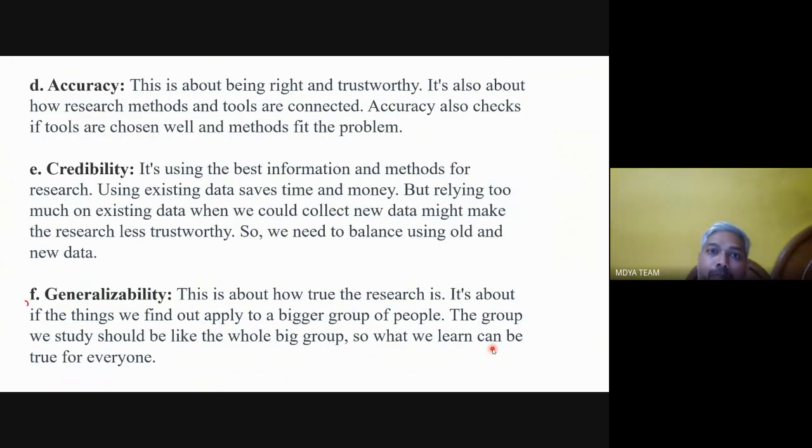Now we have completed the third characteristic of research. What was it? It was validity. And how many types of validity have we understood? 5. 5.